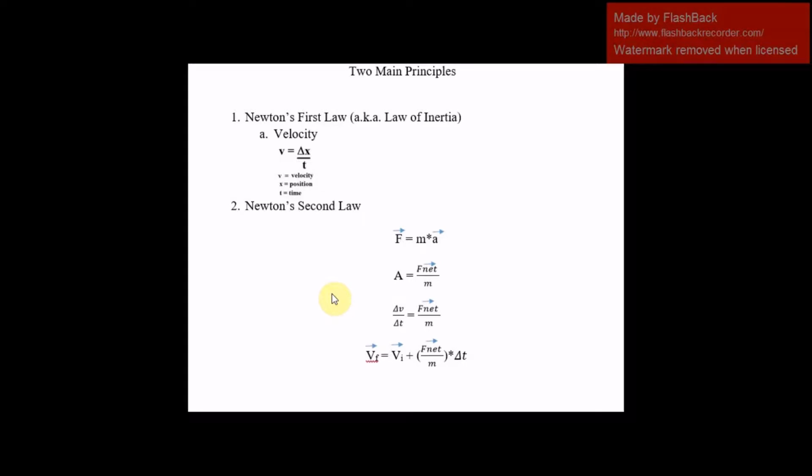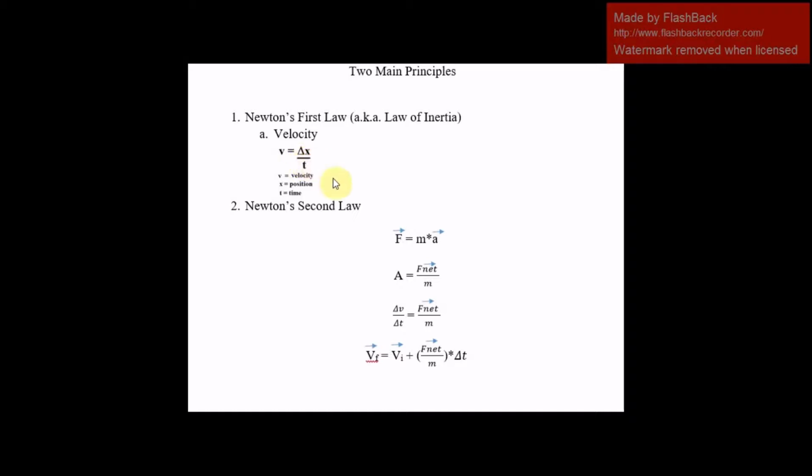Two main principles that are displayed in this lab: Newton's first law and Newton's second law. Newton's first law of motion, sometimes referred to as the law of inertia, states that an object at rest stays at rest, and an object in motion stays in motion with the same velocity unless acted upon by a non-zero net force. One key point to note is that velocity is a vector, meaning that it has multiple components. In this case, velocity has two components, speed and direction. Velocity is defined as the change in position over time.